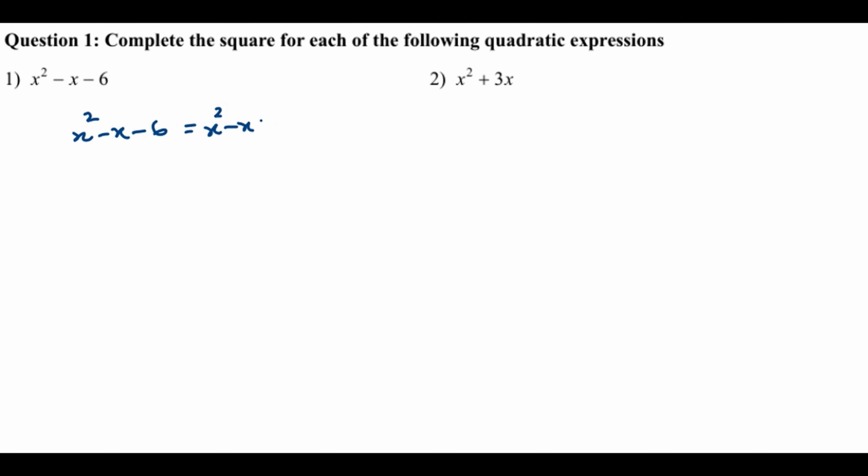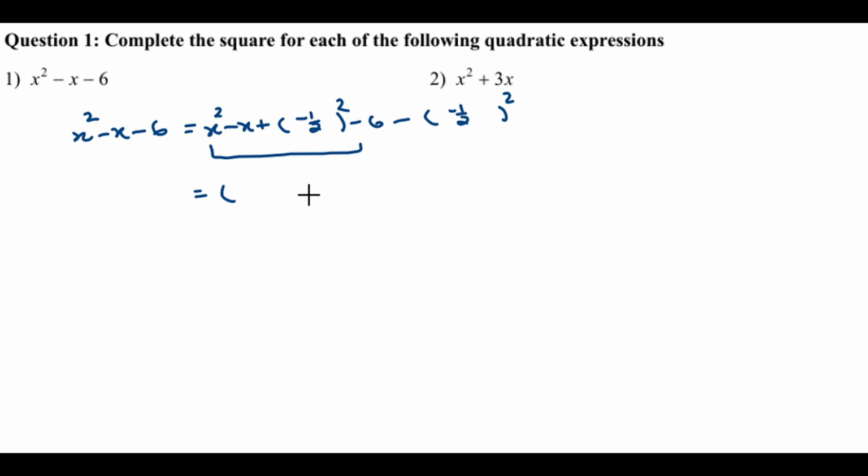Write out the first two terms. We add a bracket squared and then subtract that same bracket squared, and do it in this order. Don't deviate from that. What goes into this bracket is half the coefficient of x. The coefficient of x is -1, so half of -1 is minus a half. So we put minus a half inside the brackets. That's why it's important to write this in the order that I've said.